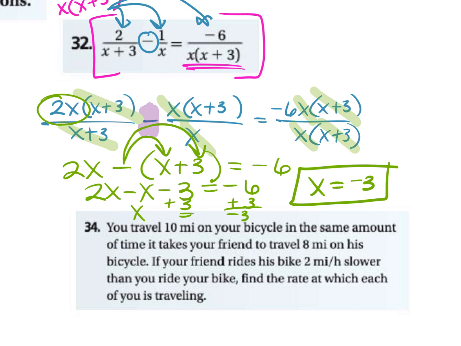There's technically no solution. I don't throw one like that at you, but if you plugged a negative 3 in there, you would be dividing by 0, which you can't do. So technically there's no solution. But this would be the process to get you there. That's more what I'm concerned about on that.